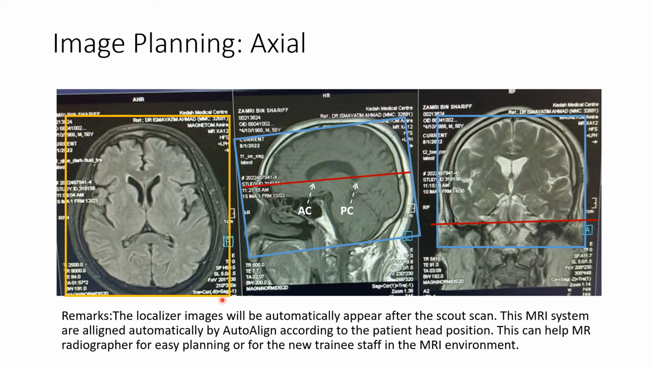The yellow box is the desired images that we want to scan, and we plan the box. The blue box is what area we want to cover. So the red line indicates, for the axial, we plan the ACPC line must be parallel to the block. Okay, and we also check with the coronal images.